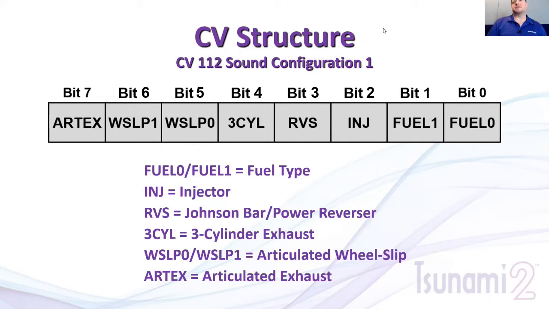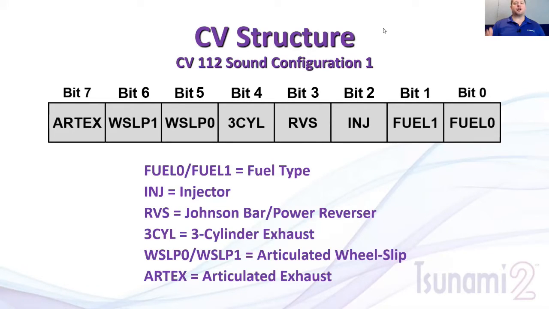Now, the next one is the injector, and this determines whether you're using a lifting injector or a non-lifting type injector. The next one is the type of power reverse, or the reverser, whether it's a power reverse or a manual Johnson bar. And you work your way through and you determine which things on this particular one are important. Now, when you see a CV like this, it doesn't mean much to you, but if you refer to the user's guide and look at this CV, it will walk you through how to build a CV value.